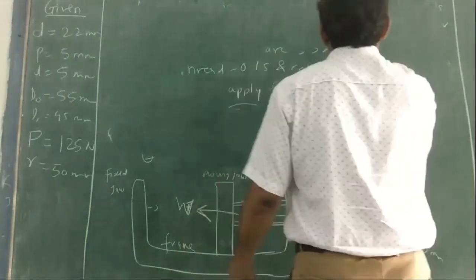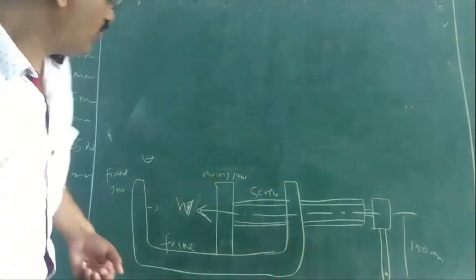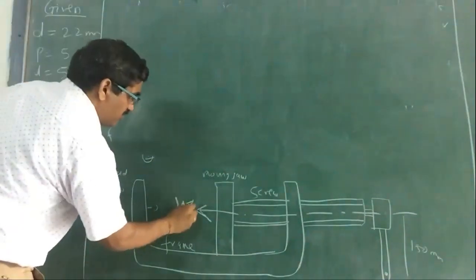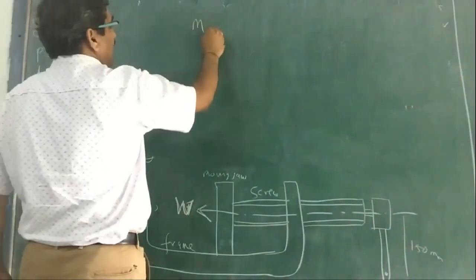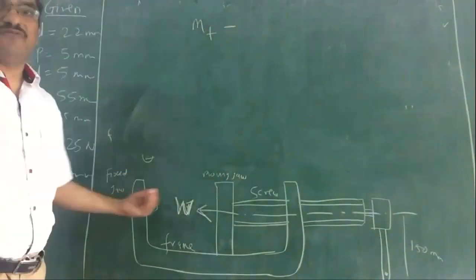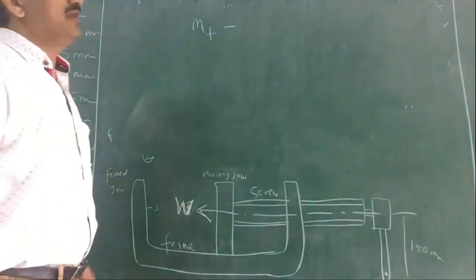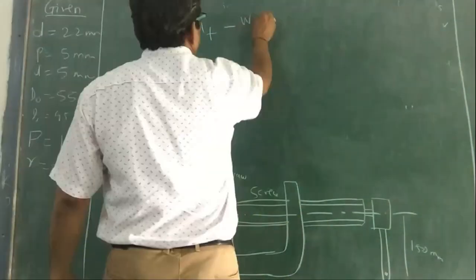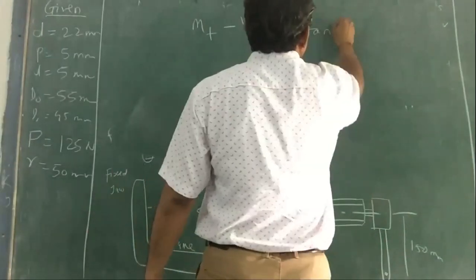How do we solve the problem? Since it is the problem of a square threaded screw, this is the W load, so there will be two torques. One is MT, the torque to overcome the friction between the surfaces of the thread. That is given by MT = W into dm by 2, into tan(phi plus alpha).